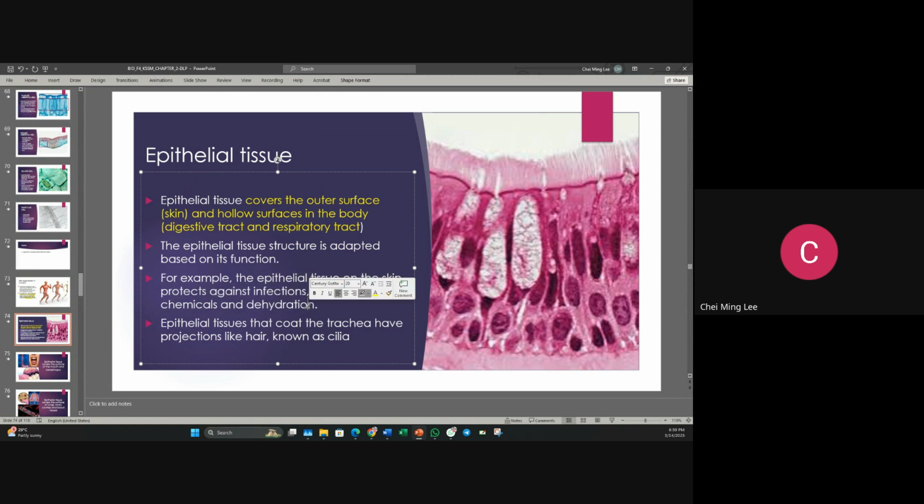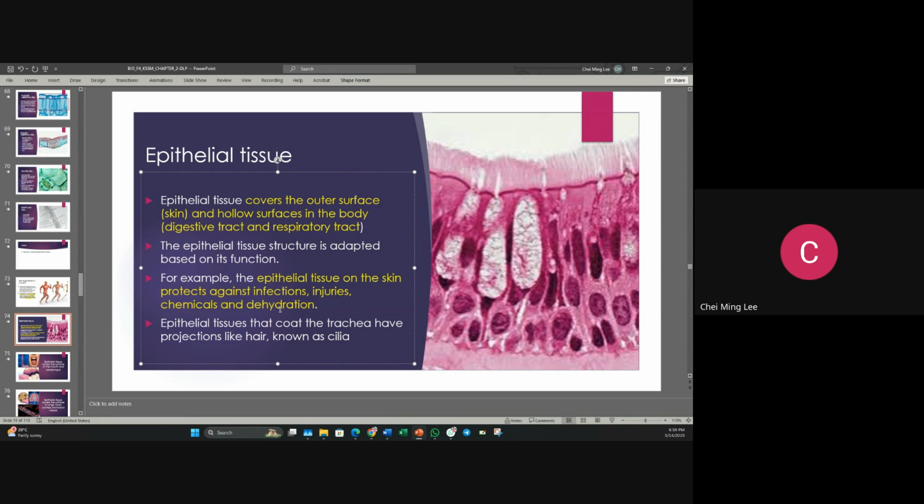Okay, your epithelial tissue protects against infections, injury, chemicals, and dehydration. It's like you are being covered, right? So the cover provides protection against everything.